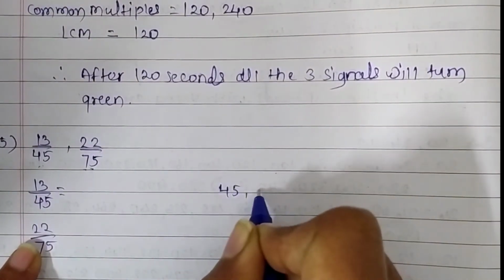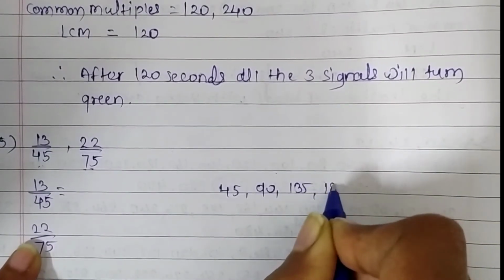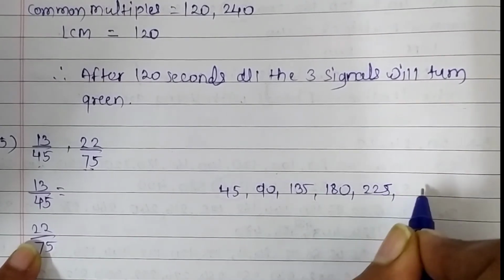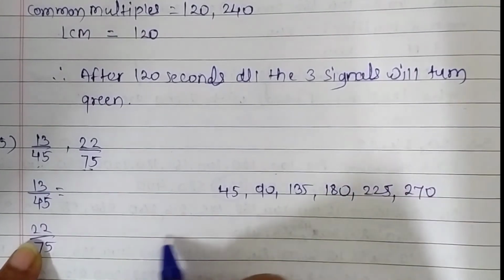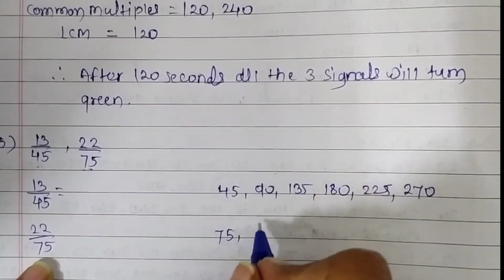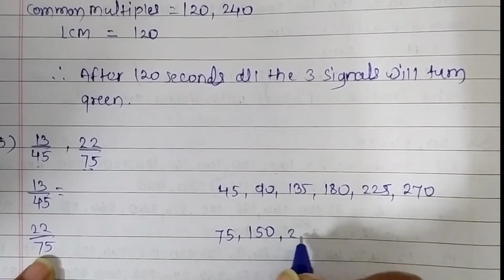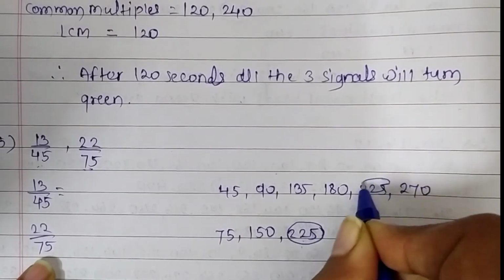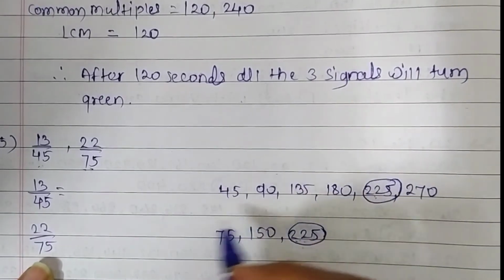45 ones are 45, 45 twos are 90, 45 threes are 135, 45 fours are 180, 45 fives are 225, 45 sixes are 270. Now let's find out the table of 75 here. 75 ones are 75, 75 twos are 150, 75 threes are 225. Look, here we get our first common multiple, that is 225. This will be our denominator.